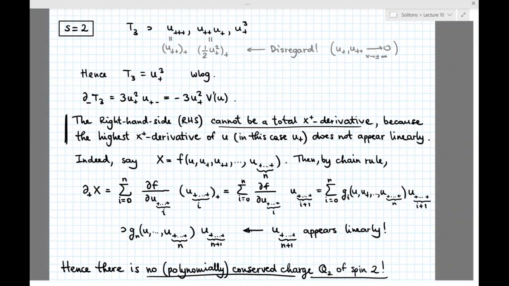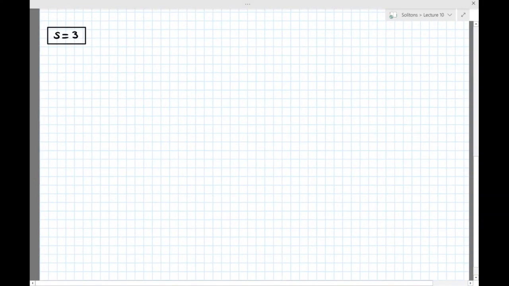This might be disappointing, but let's not give up. Let's try spin 3 before we despair. At spin 3, we need the polynomial density T4 of spin 4. And that can contain 4 terms from the 5 partitions of 4. One is the option we have 4 x plus derivatives of u, or we could have 3 plus 1, so u plus plus plus times u plus, or we could have 2 plus 2, or we could have 2 plus 1 plus 1, u plus squared, or finally we could have 1 plus 1 plus 1 plus 1, which is u plus to the 4th power.